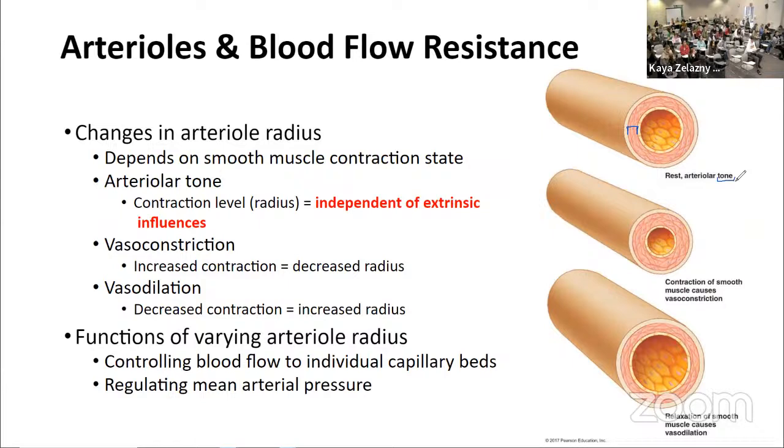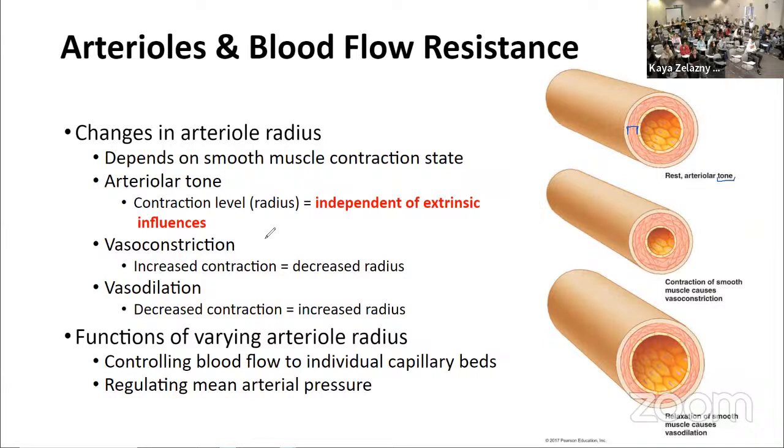Okay. So that tone isn't dependent on any extrinsic influences. You don't need a nerve coming in to tell smooth muscle to have tone. It just does. It has tone to start out with. We will see that the nervous system can change the state of that smooth muscle, but we don't need it for this baseline.